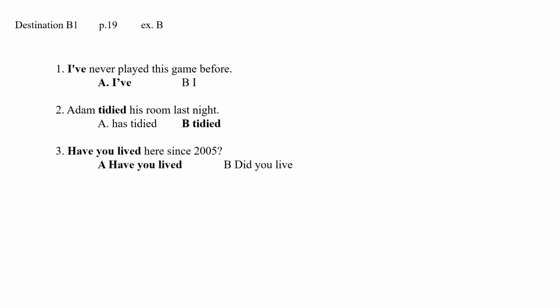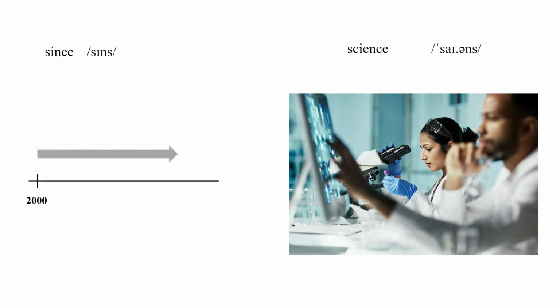Have you lived here since 2005? I'm pretty sure you already know that we typically use the adverb since and the preposition for with present perfect simple. And here we have the word since. Just one note. Don't mispronounce the word since as science. Since means, as the Cambridge Dictionary says, from a particular time in the past until now.